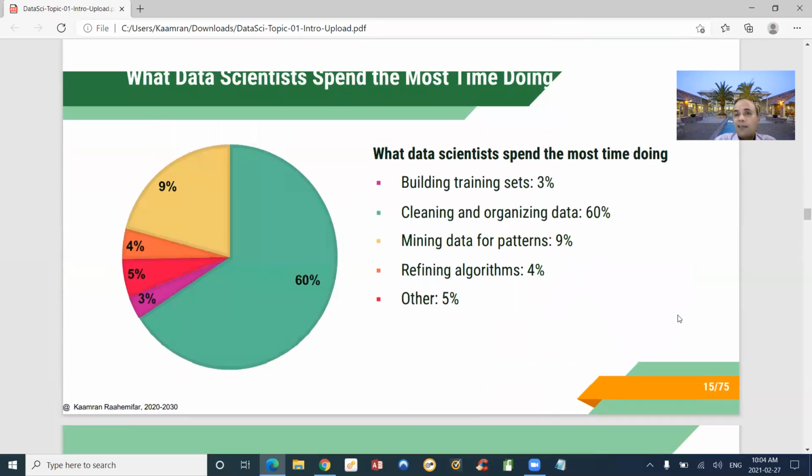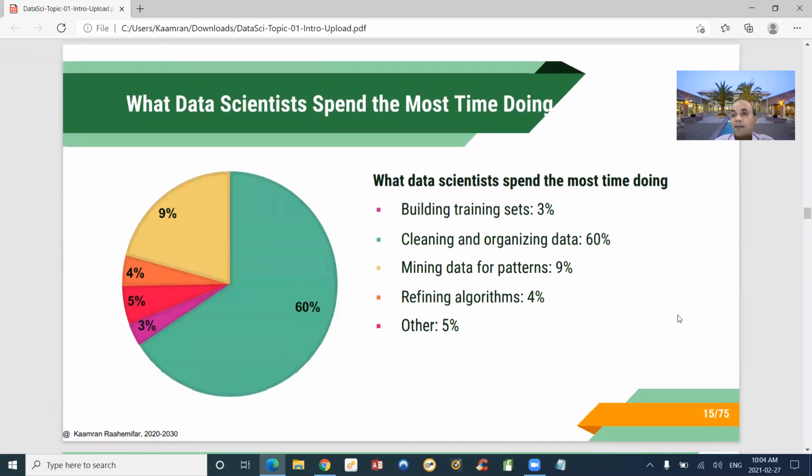An interesting thing is that figures and facts might be slightly different from year to year, from decade to decade. If you take a look at this graph, you can see that in this presentation 60% of the task of a data scientist is on cleaning the data. It's really messy.